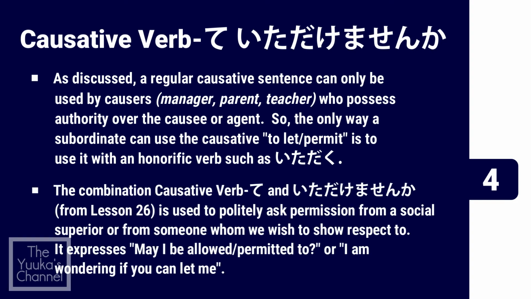The combination of causative verb in te form and itadakemasenka is used to politely ask permission from a social superior or from someone whom we wish to show respect to. It expresses may I be allowed or permitted to, or I am wondering if you can let me.